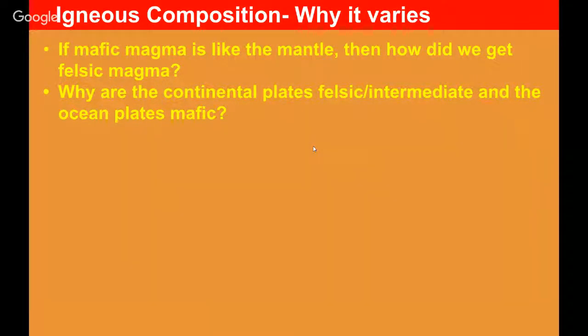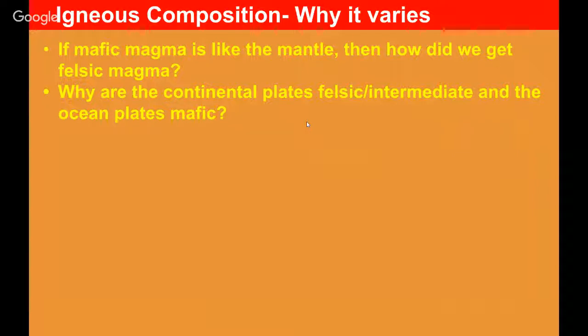And why are the continental plates felsic and intermediate and the ocean plates mafic? Where we have decompression melting and we're creating new oceanic plate at the divergent plate boundaries, the mid-ocean ridges, we're constantly generating mafic type rocks. Whereas we have the flux melting, the generation of these volcanic arcs along the subduction zones, we're generating primarily intermediate and felsic type compositions.